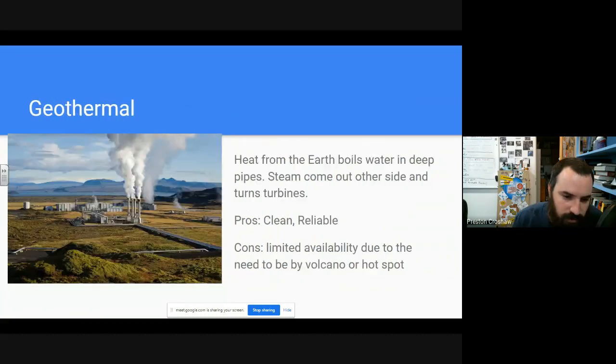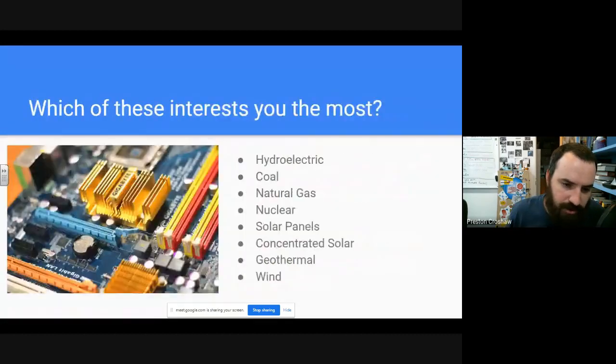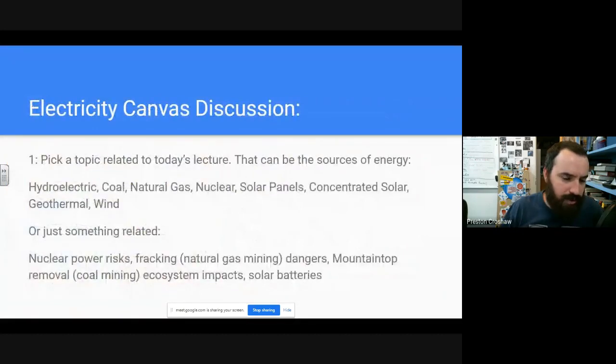Okay, I'm going to just quickly get to the end here. Now I want to explain the assignment for this week. Here's what you're going to do. You are going to pick a topic related to today's lecture. That could be one of the sources of energy. So you can pick hydroelectric or coal, natural gas, nuclear, solar panels, concentrated solar, geothermal, wind, whatever, or just pick something that's related to it, right?